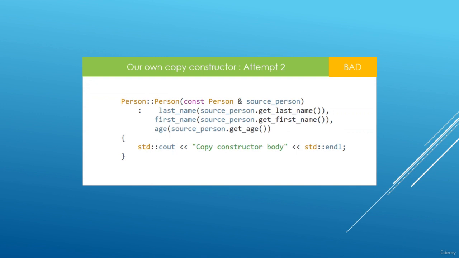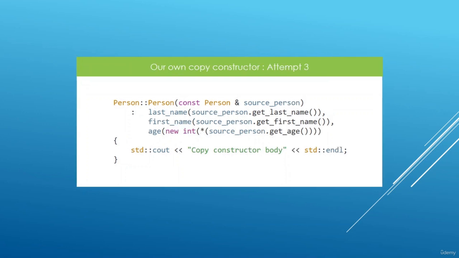Okay, so this is bad also, but it's not as bad as the first attempt, but this is still bad. We need to do better. What we need to do really is to not blindly copy pointers, but set up a new memory address in our new person object and just copy the value from the source object. And that's what we are doing here.